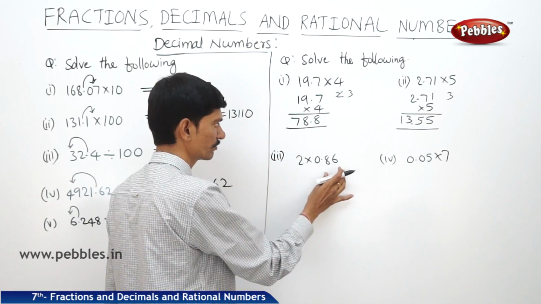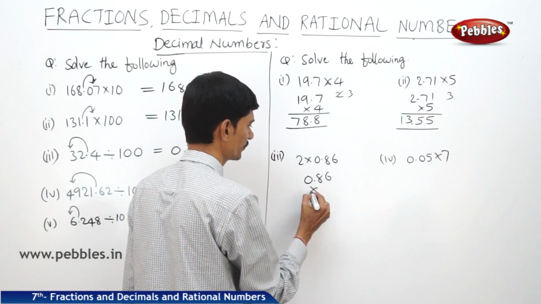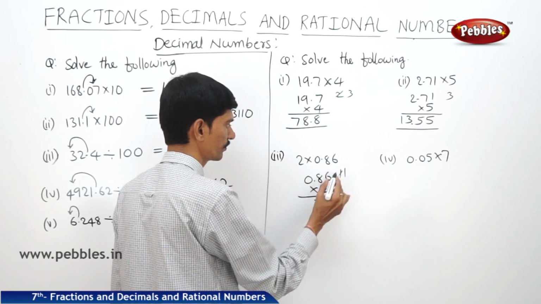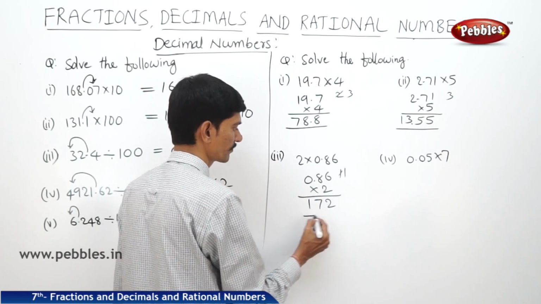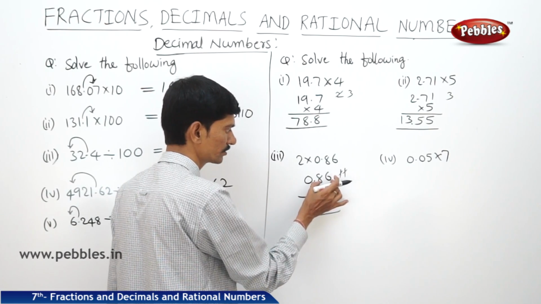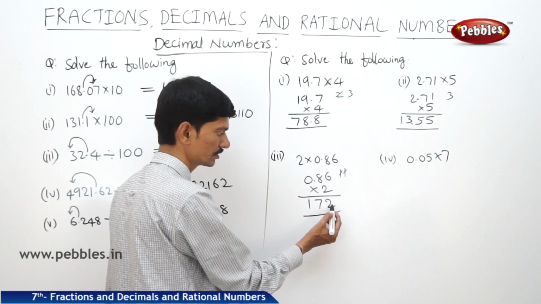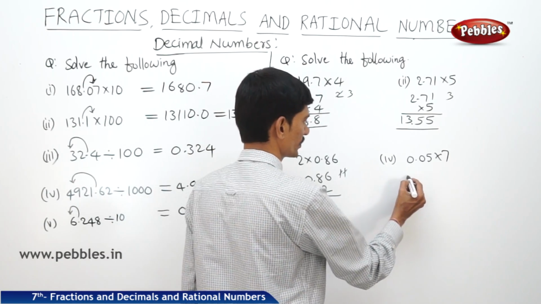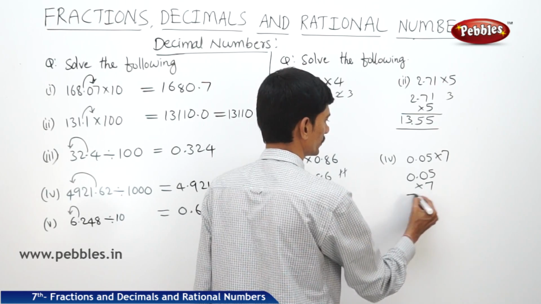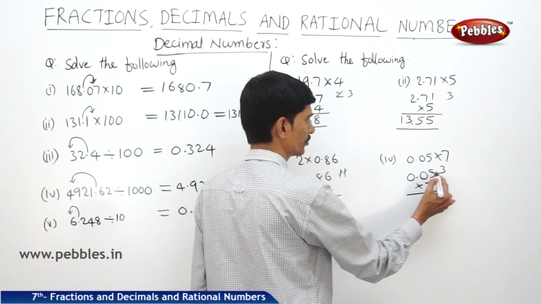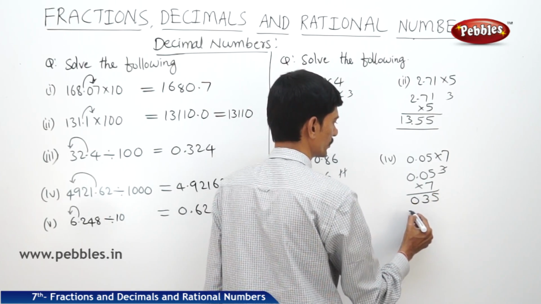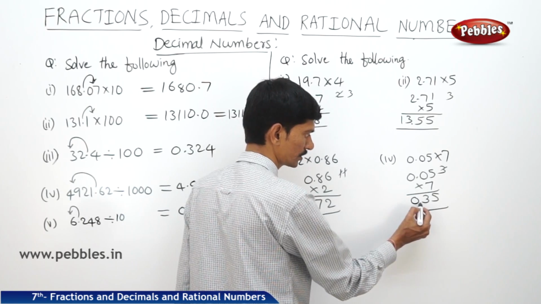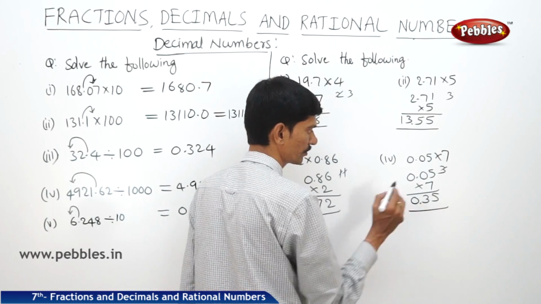Next, 2 is multiplied by the decimal number 0.86. So 0.86 is multiplied by 2. 2 6s are 12, 2 8s are 16 plus 1, 17, 2 0s are 0 plus 1, 1. So in the multiplicand there are two digits after the decimal point. So even in the product we place the decimal point before two digits from the right. So the product is 1.72. Next, 0.05 is multiplied by 7. 7 5s are 35, 7 0s are 0 plus 3, 3, 7 0s are 0. So in the multiplicand there are two digits after the decimal point. Even in the product we place the decimal point such that there are two digits after the decimal point. So the product is 0.35.